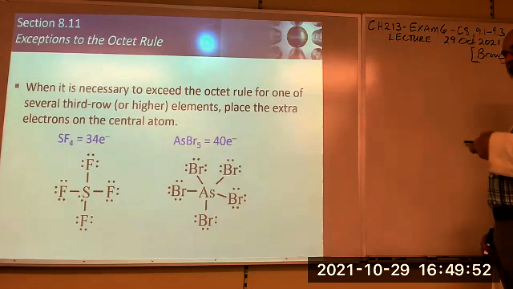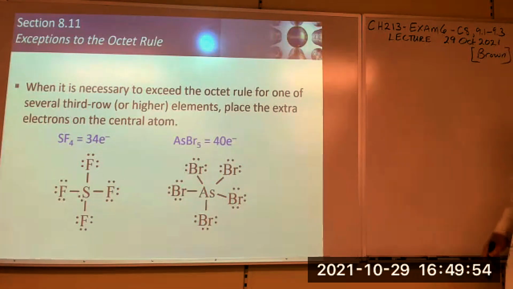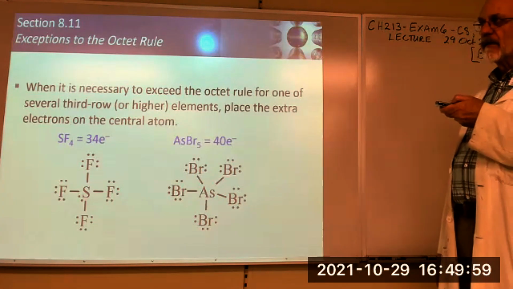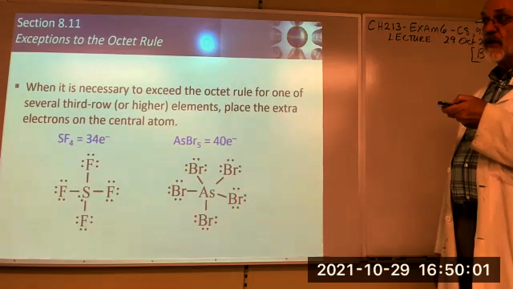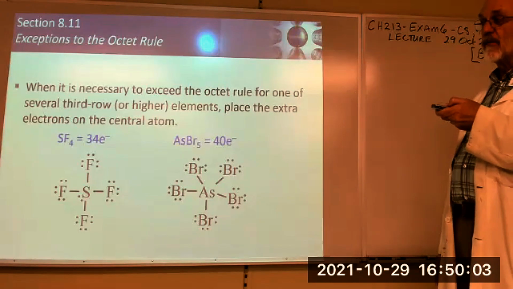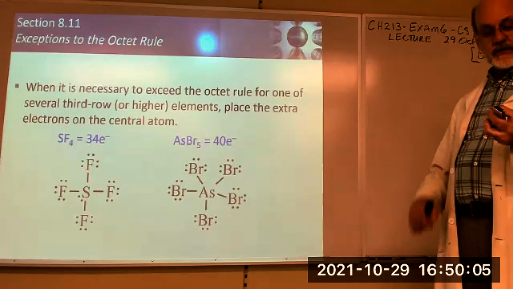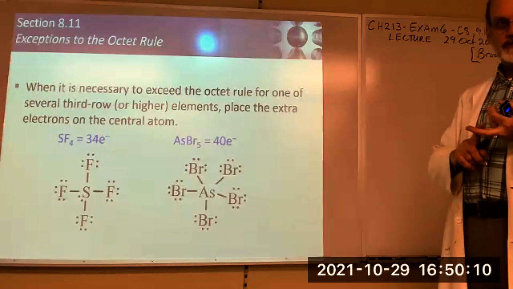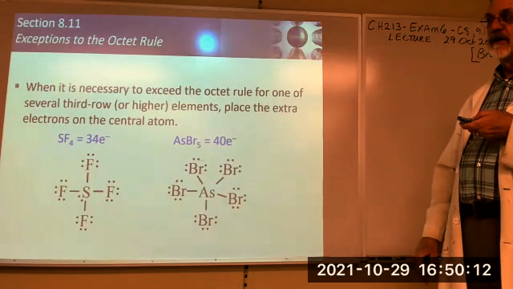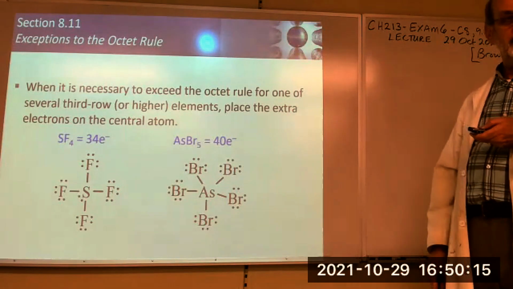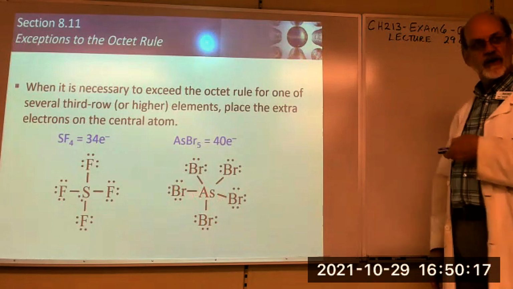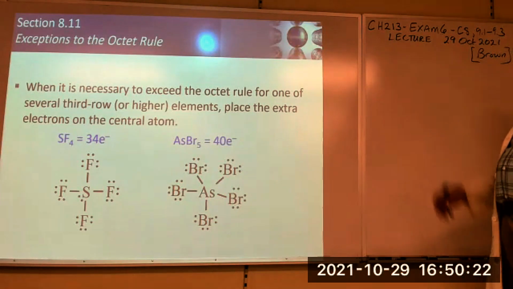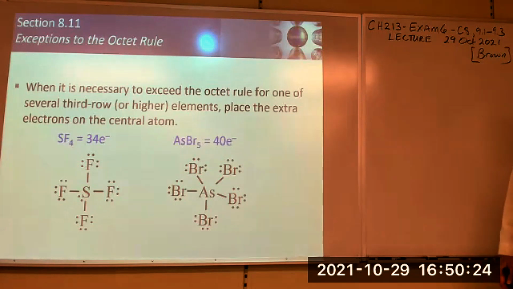Okay, so why can that happen? Well, we look at where they're located. Sulfur's right here, and arsenic's right there. So at the 3rd principal quantum number, what do we have available to us? 0, 1, and 2. S, P, and D. D orbitals are available to sulfur, and D orbitals are available to arsenic. That's where those extra electrons are going. So the octet doesn't work there because we have D orbitals available.